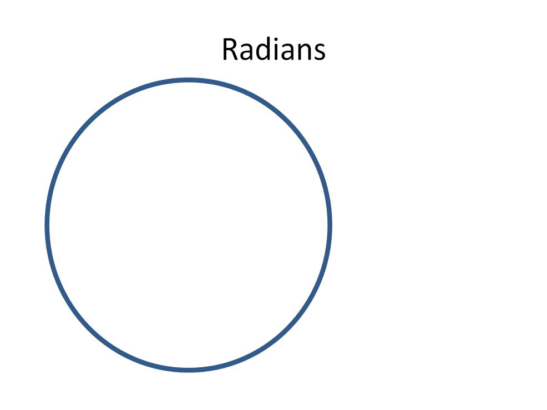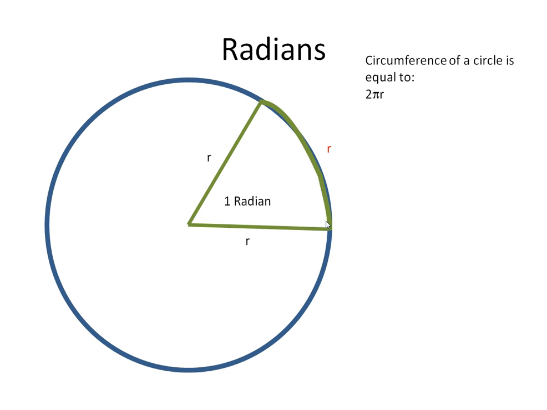So let's look at that here. Here is a circle, and we're going to mark out the radius. According to the definition, this length here along the circumference is equal to the radius, and that means that angle here is 1 radian. But we know that the circumference of a circle is equal to 2 pi r. That's from basic maths. So this distance here is equal to 2 pi r. But 1 radian has a circumference of r by its definition.